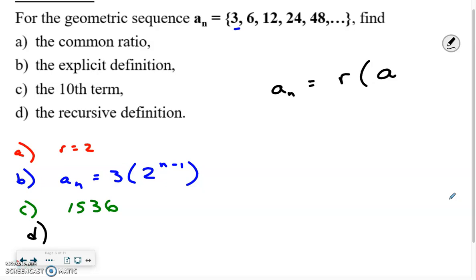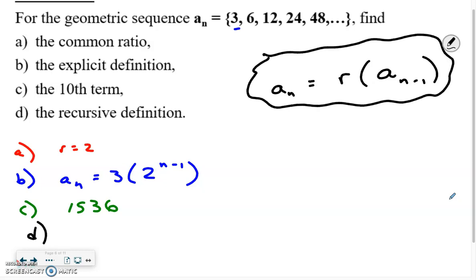How do you write the previous term? What comes before a sub n? A sub n minus 1. That's your recursive definition. Okay? Now again, this is the way that we want you to think about it. This is the way that you want to utilize it.